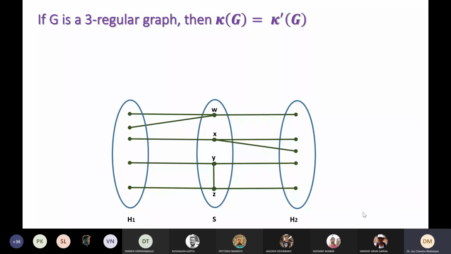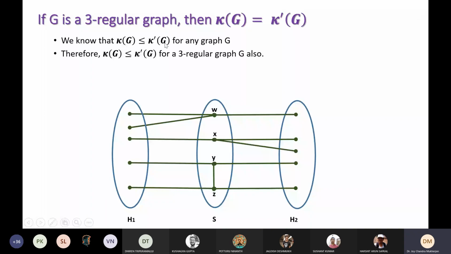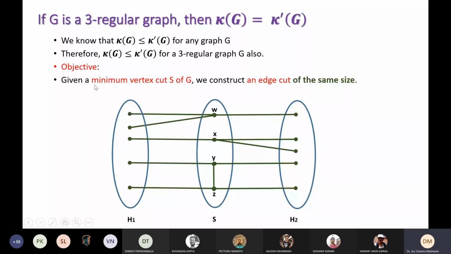The next thing we'll prove is that if it is a three regular graph, then its vertex connectivity is equal to its edge connectivity. Now we know that for any graph, vertex connectivity is less than or equal to edge connectivity, so it is also true for the three regular graph. Now what we can do, given a minimum vertex cut of the graph, is construct an edge cut of the same size. If we do that, we are done. Given a minimum vertex cut, if we construct an edge cut of the same size, then we can say that both are equal.